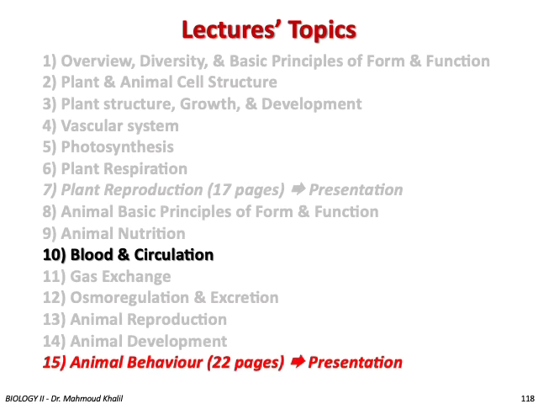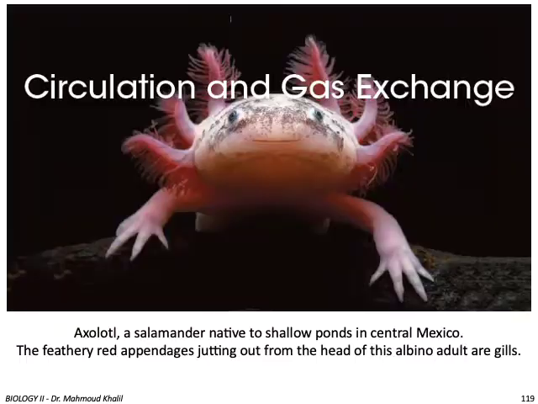Hello, today we'll talk about blood and circulation. This figure shows an axolotl, an organism from the group of organisms which is amphibians. It is a salamander native to the shallow ponds in central Mexico. The feathery red appendages jutting out from the head of this albino adult are gills used for gas exchange.